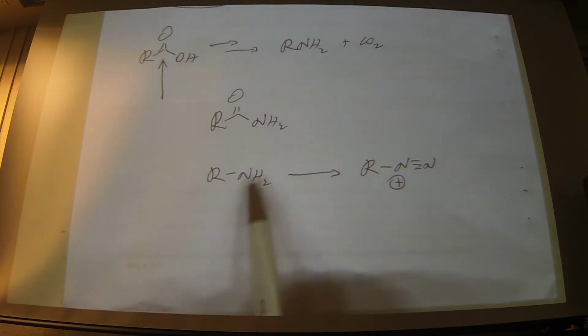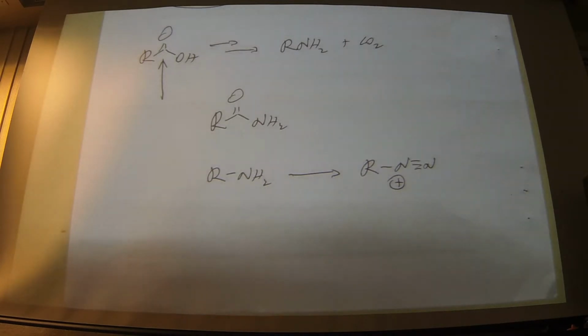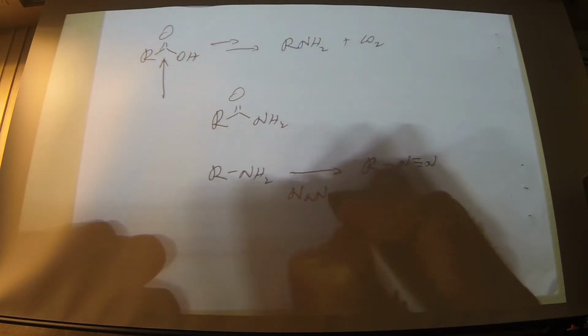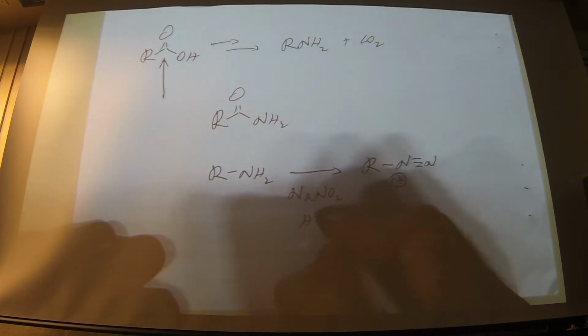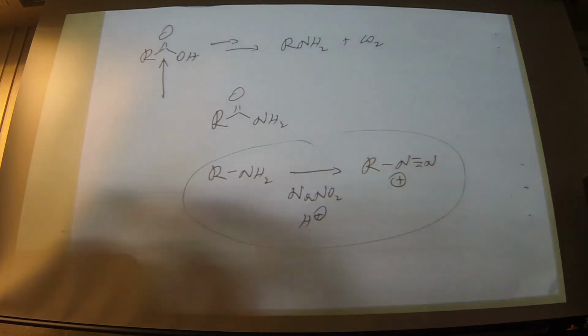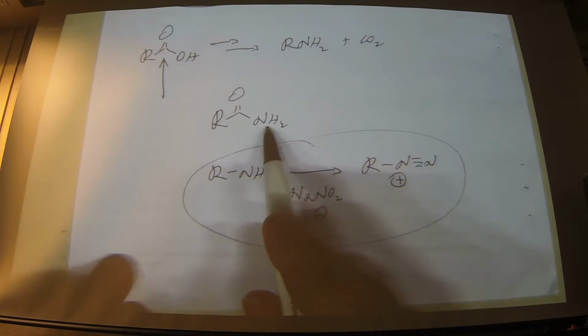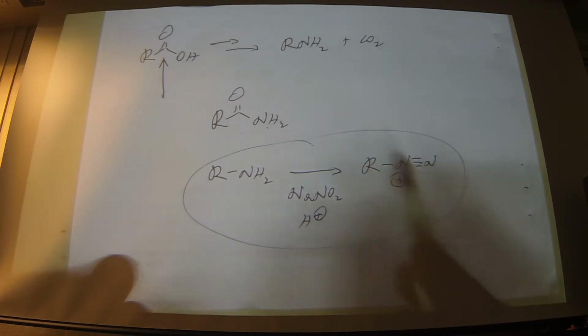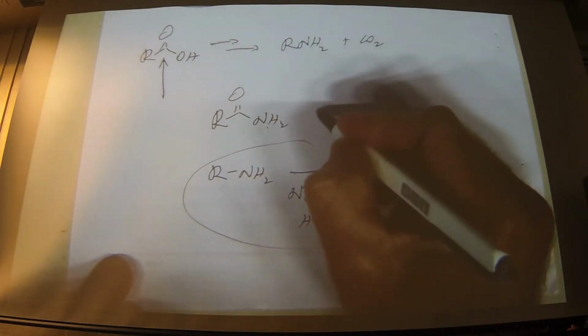How do I convert an amine to a diazonium salt? Use sodium nitrite and acid. Okay? So that's how you do it. Now, this amine is not going to give me an acyl azide. So this is not quite what I want.